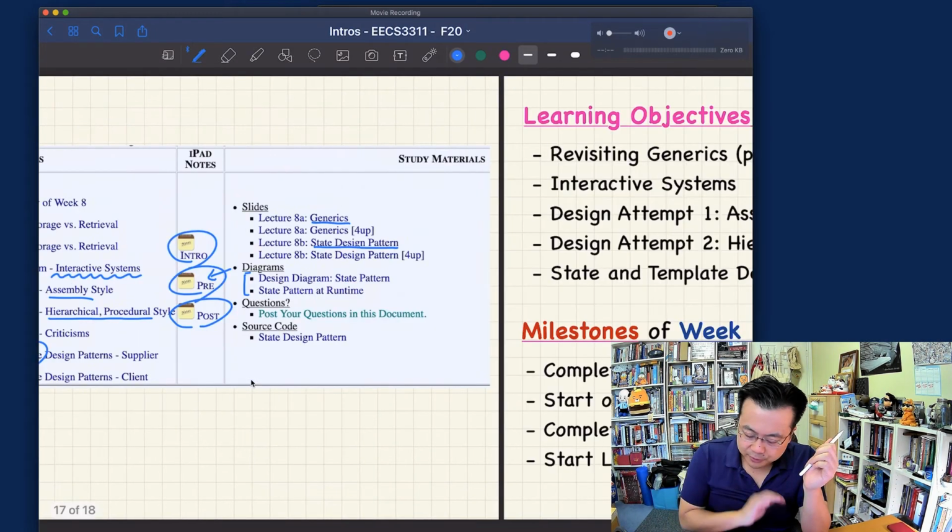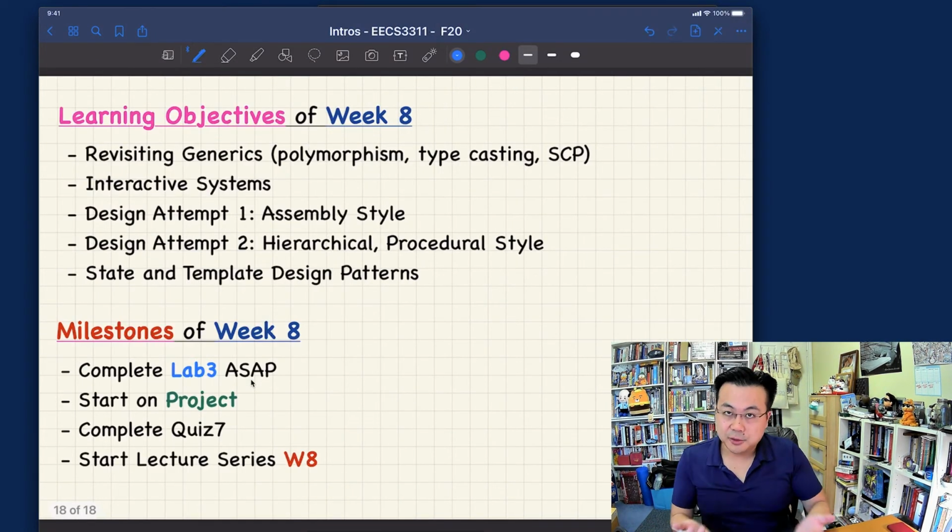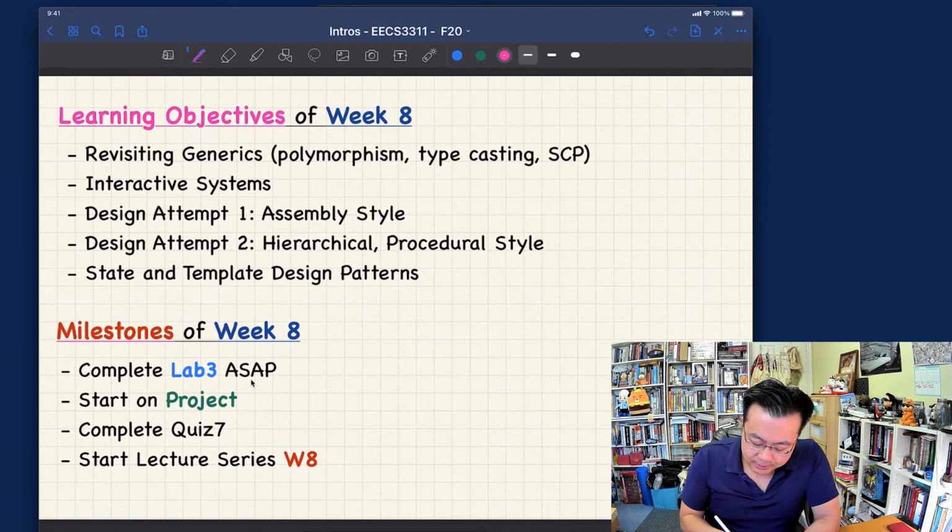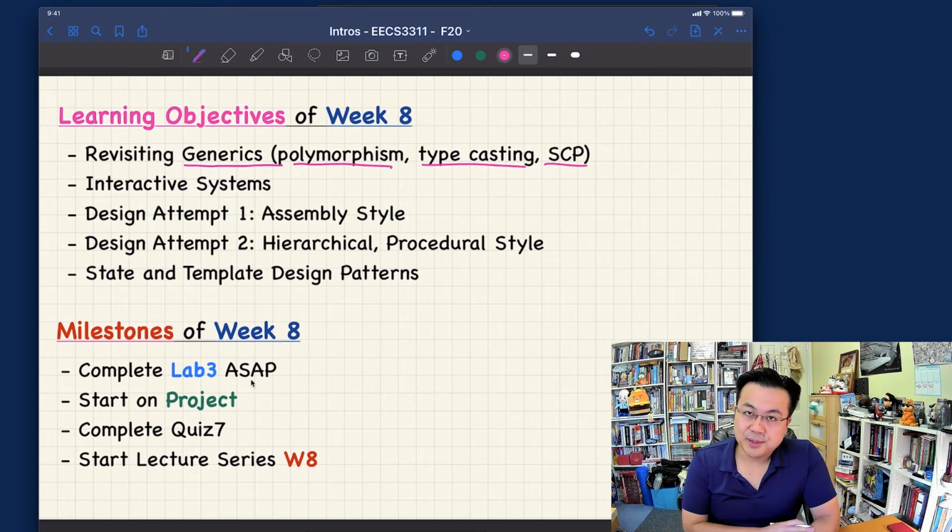Let me now move on to learning objectives and also milestone quickly. We're going to revisit generics. As I mentioned before, we're going to see polymorphism, typecasting, and also single choice principle, especially right in the first part. Then we talk about the problem for interactive systems. It's a different problem that you will try to solve compared with maybe a singleton design pattern or the iterator design pattern.